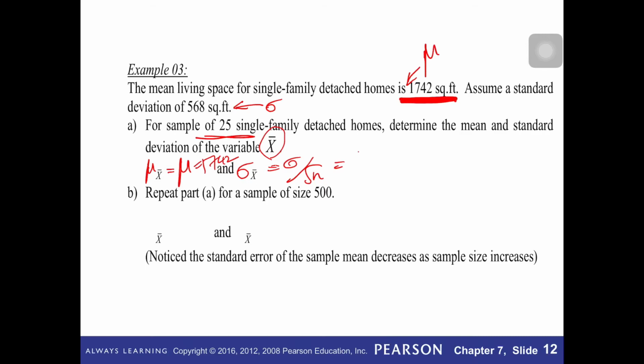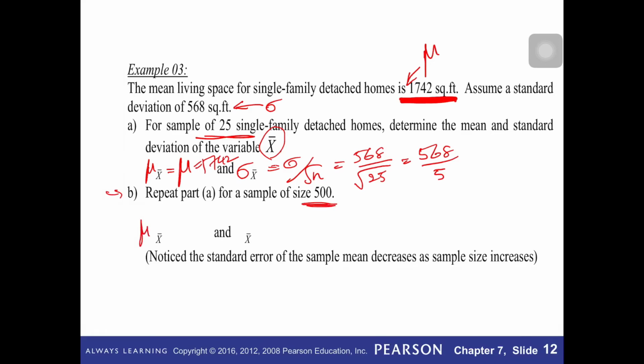So what is sigma here? 568 divided by what? The square root of n. n is 25, so 568 divided by 5. Okay. Now in part B we have to repeat this first section for sample size 500.